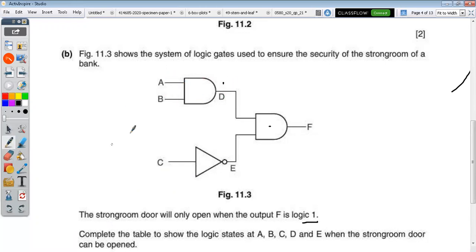Without even thinking about C, I know this is not possible. So the only way I can get an output of one here is when I have both of them as one. Then I need one from this. But remember, this is a NOT gate. So if I put one here, it's zero, which defeats the purpose. So I need a zero here. Not zero is one.